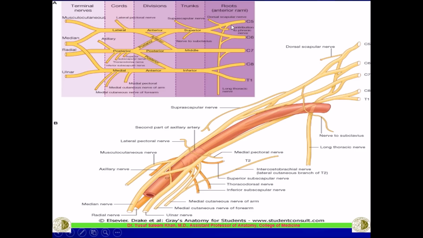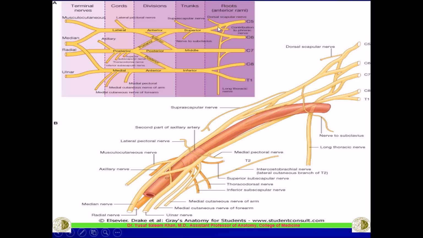So these are the two roots, C5 and C6. Then this is the superior or upper trunk. It divides into anterior and posterior, or ventral and dorsal divisions. So these two and these two, and the upper trunk gives two branches: the suprascapular nerve as well as the nerve to subclavius.